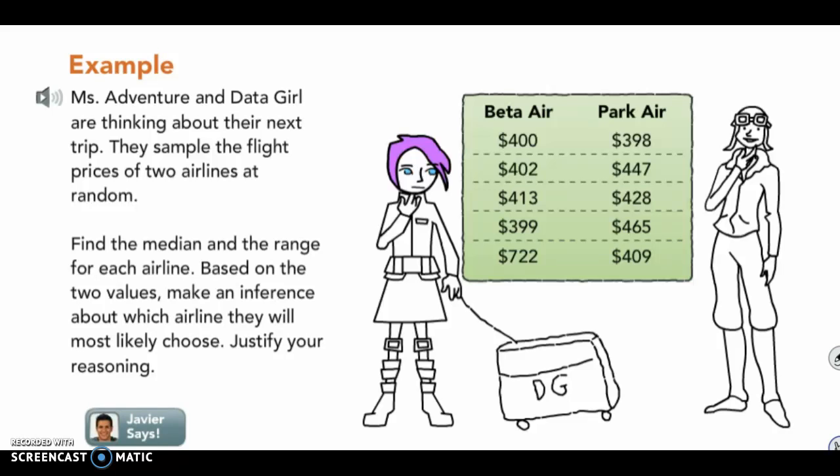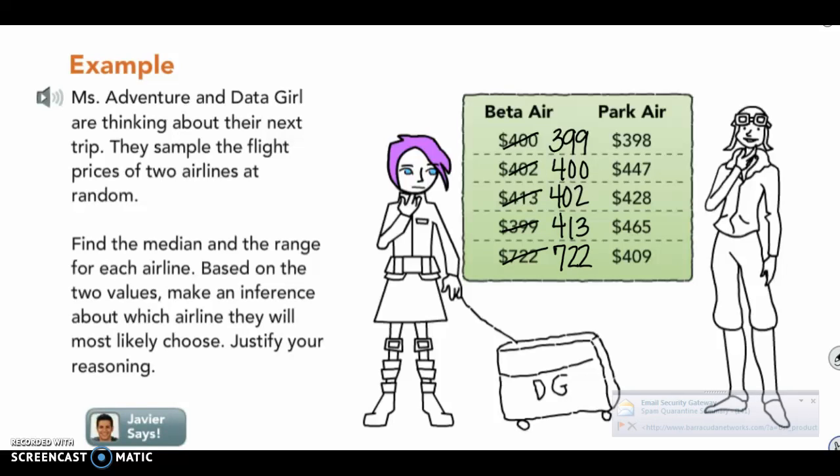to greatest. So we're going to start with Beta Air. We have 399, 400, 402, 413, and then 722. Since we have an odd set, we have one median or one middle number. The median is going to be 402 for Beta Air. So that means the middle price of Beta Air is $402.